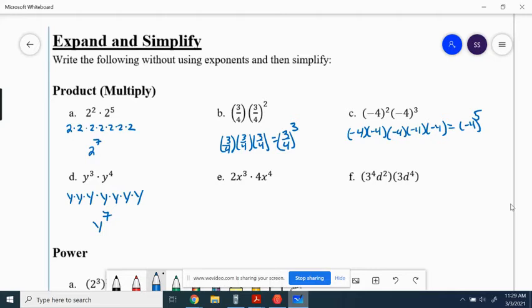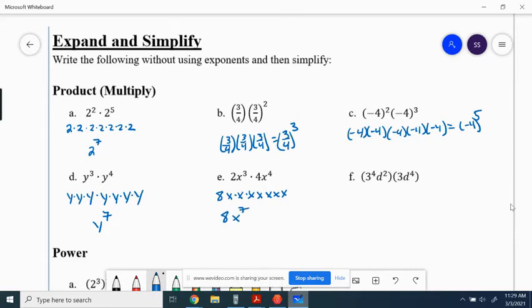All right, E, we have some numbers here that don't have exponents, so we can just multiply those out. That would be 2 times 4 is 8. And then we look at the exponents. We have x to the third, it's going to be x times x times x. And x to the fourth is x times x times x times x. So this is going to be 8x to the seventh.